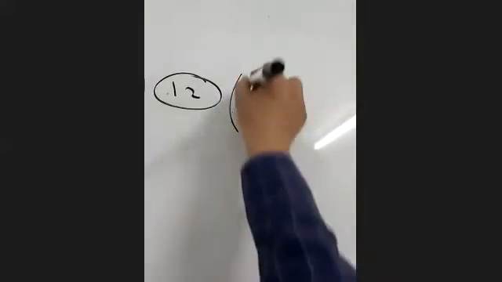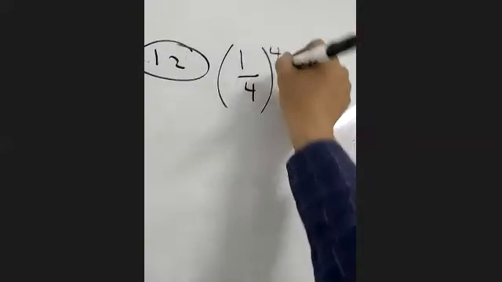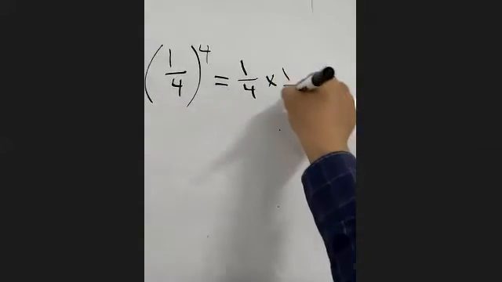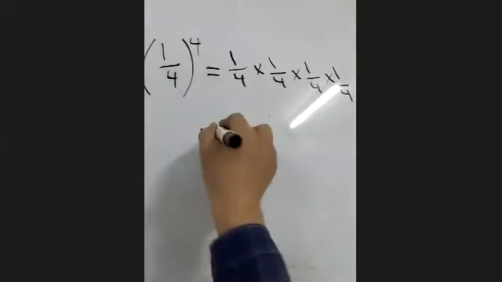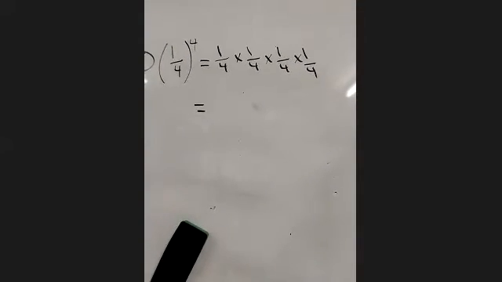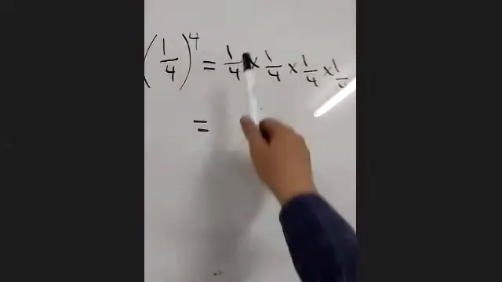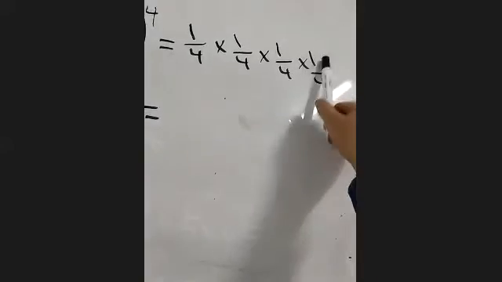1 over 4 to the power of 4. How will we do it? 1 over 4 multiplied by 1 over 4 multiplied by 1 over 4 multiplied by 1 over 4. Good. Then 1 multiplied by 1. Now up, 1 times 1 times 1 times 1.